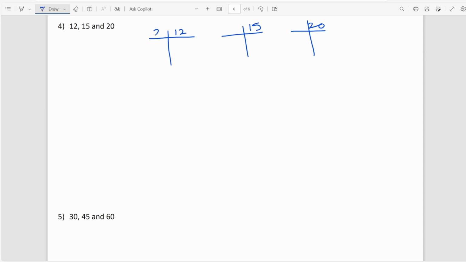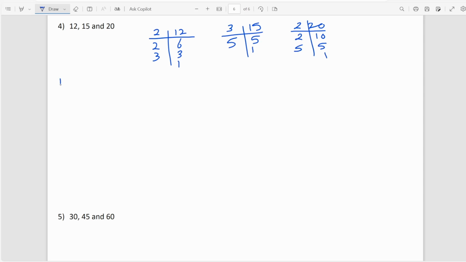Now for the 12, we're going to divide by 2, we get 6. By 2, we get 3. By 3, we get 1. Over here, the 15 will divide it by 3, we get 5. By 5, we get 1. And then 20 will divide by 2, we get 10. By 2, we get 5. And by 5, we get 1.